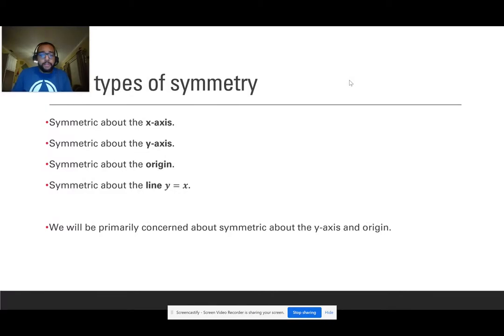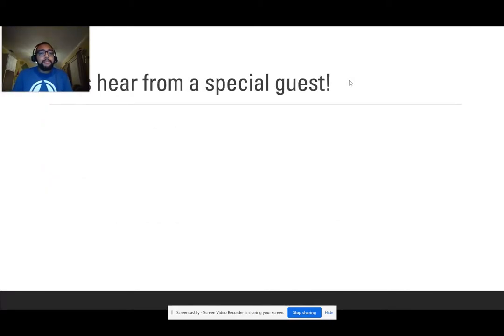And in case you forgot, symmetry about the line y equals x is actually an inverse function. That is a topic for another day, but for now, what do I mean when I say symmetry about the y-axis or symmetry about the origin? Those are the only two we're worried about today in this lesson.